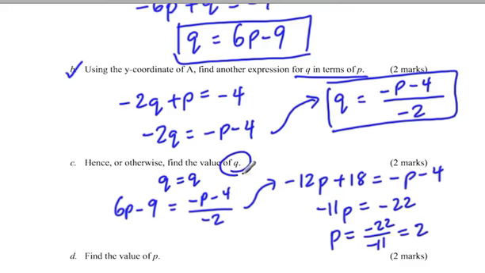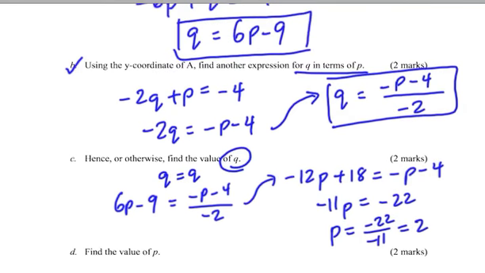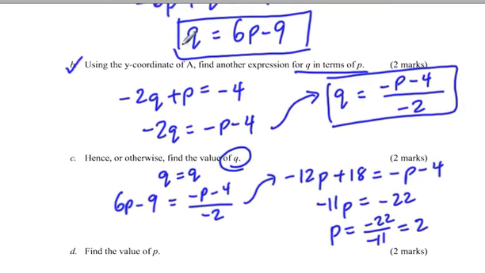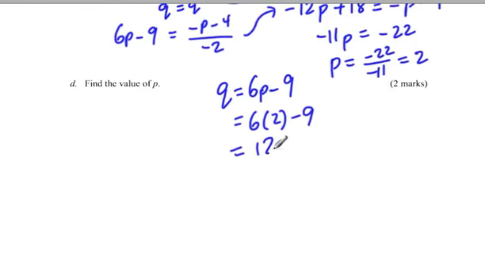The question said find the value of q. So we found the value of p, so we didn't find q. If you want to find q, all you have to do is take it and plug it into any one of these equations that we have. I'm going to pick this one because this looks a little bit easier. So we already have p, so we know that q is equal to 6p minus 9. We know that p is equal to 2, so 6 times 2 minus 9, which is equal to 12 minus 9, which is equal to 3. So q is equal to 3.